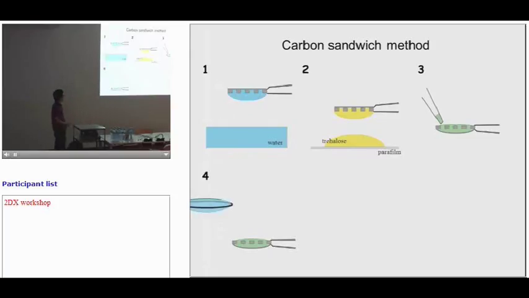Then the second carbon film is floated onto water and picked up with a platinum loop like this. At this time, the size of the second carbon film should be about 2 millimeters by 2 millimeters, smaller than a grid, but large enough to cover most of the grid holes. This is transferred onto the carbon-free side of the grid.